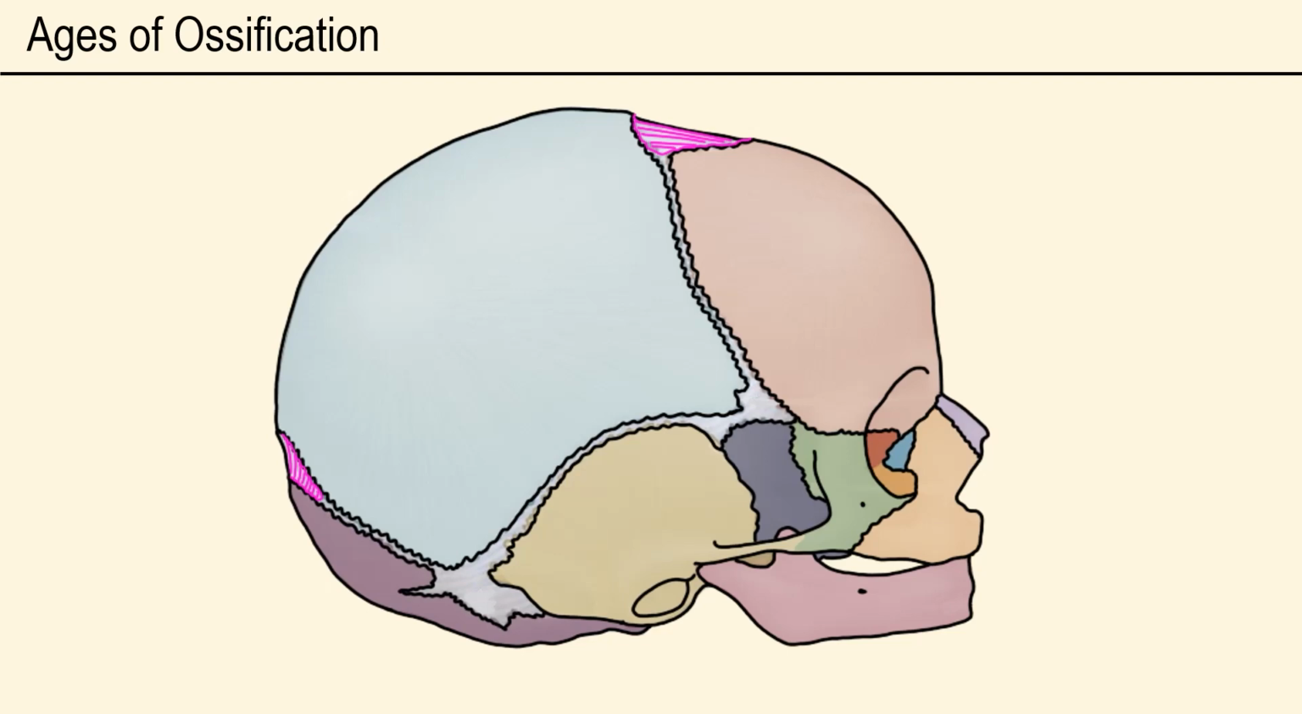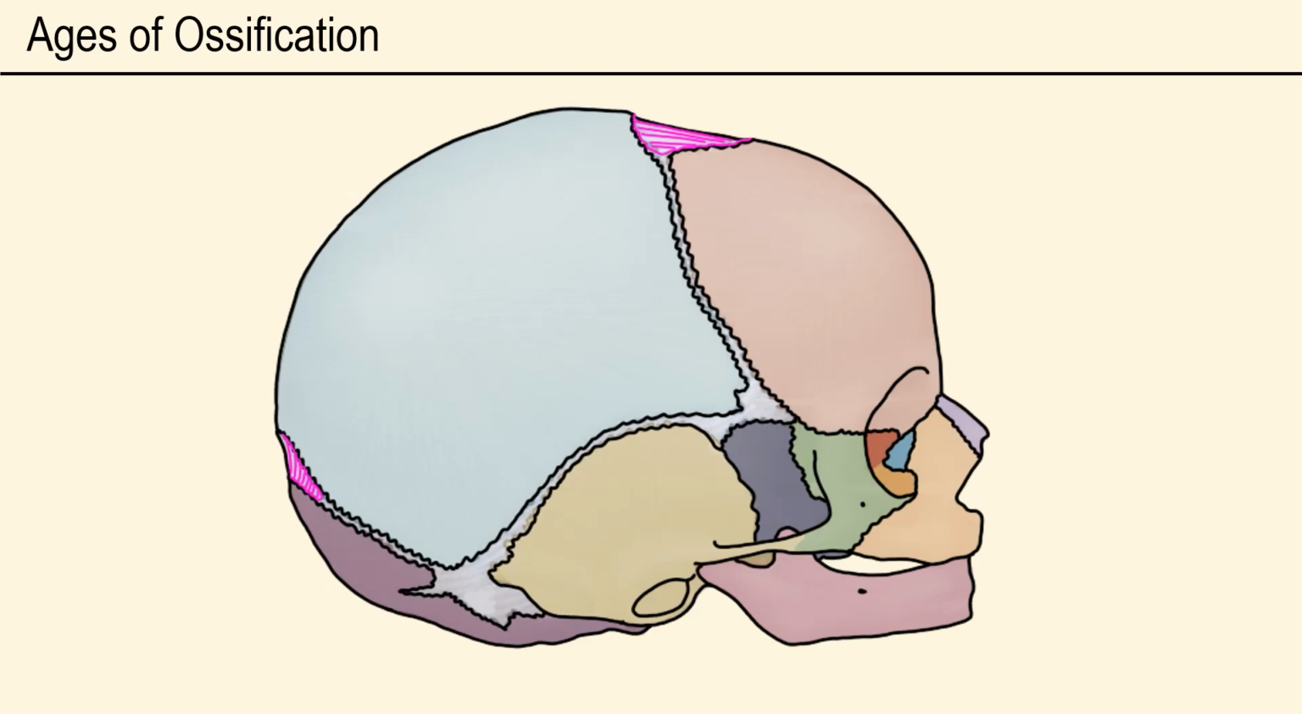The frontal fontanelle closes between 12 and 18 months of age. The occipital fontanelle, also known as the posterior fontanelle, is located at the junction between the sagittal and the lambdoid sutures and usually closes around the 1st and 2nd months of age.